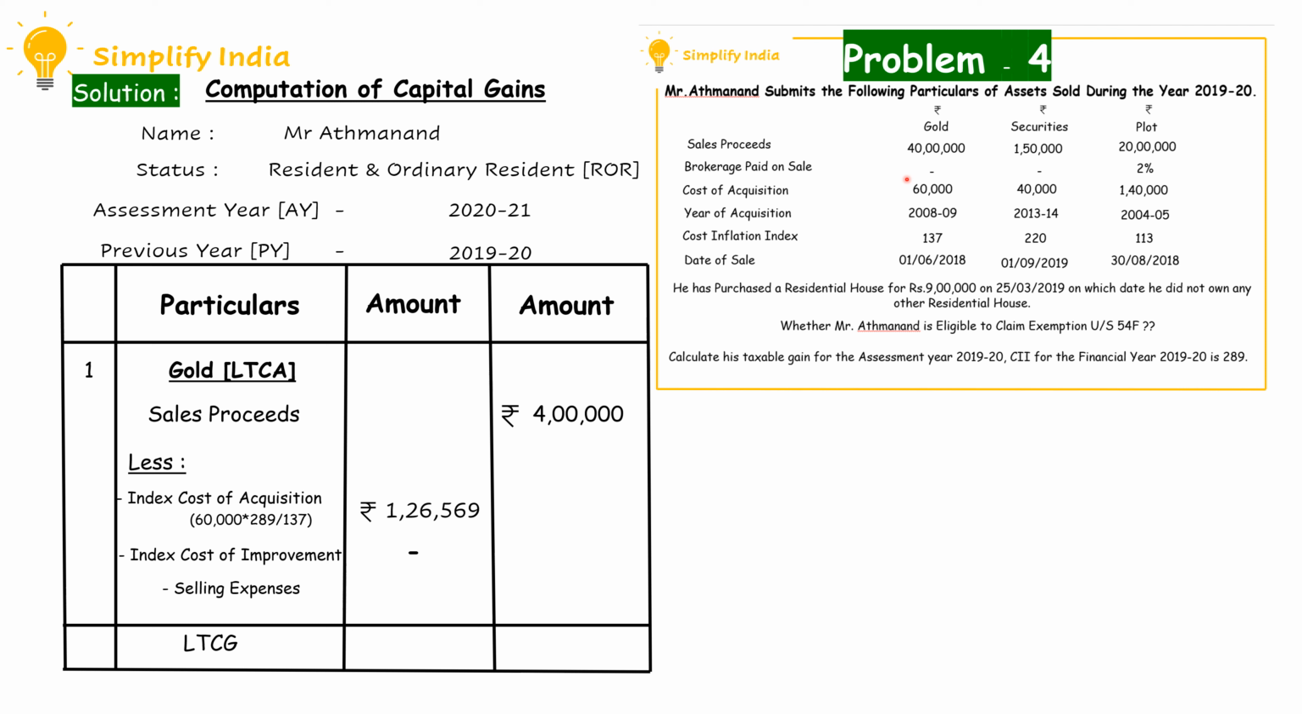Next, there is no improvement made for the gold, so it is nil, and neither is there any selling expense, so it is also nil. When we deduct the index cost of acquisition, rupees 1,26,569, from rupees 4 lakh, we will get a long-term capital gain of rupees 2,73,431.